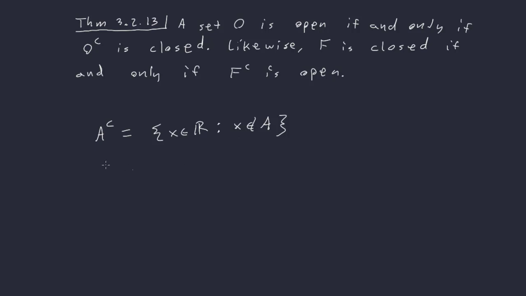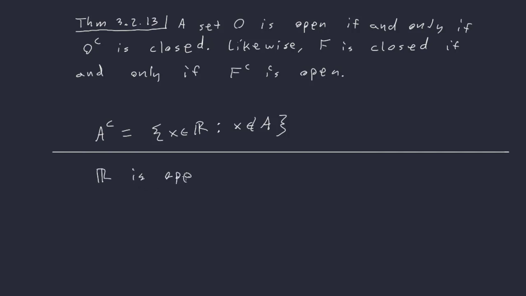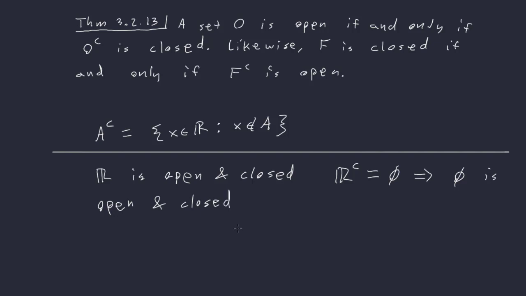So, for example, R is open and closed. R complement is the empty set, which means that since R is open, its complement must be closed. Since R is closed, its complement must be open. This implies the empty set is open and closed.